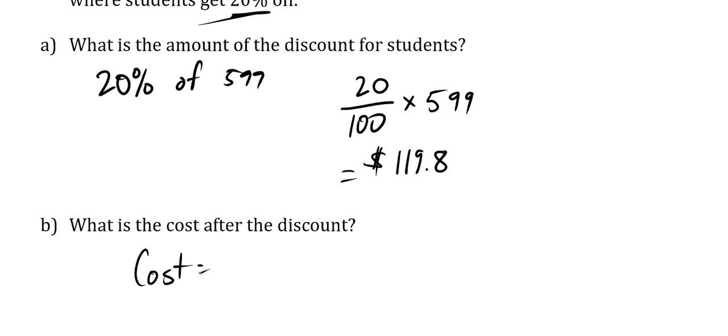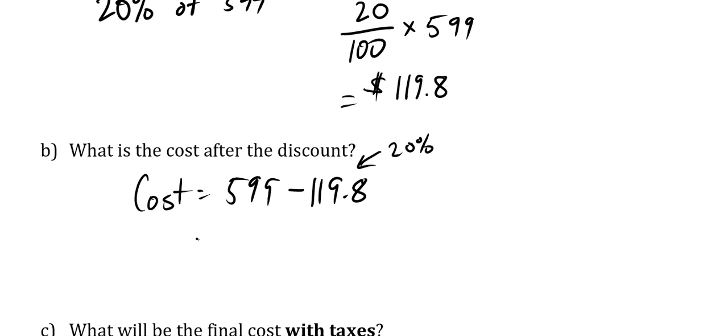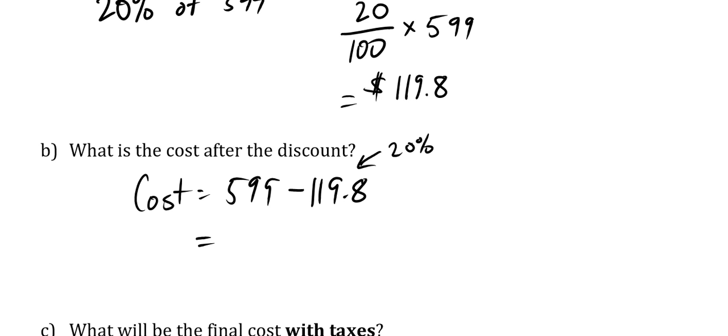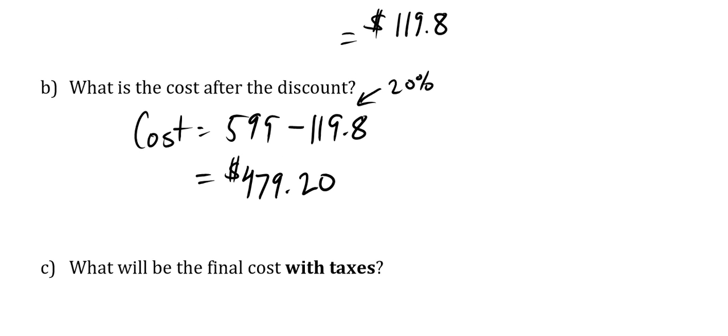Very good. So I'm just going to write this down, $5.99. I'm subtracting the amount that I don't pay. Make sure you understand why we do this. The original price was $5.99 for the laptop, but it's discounted 20%. So there's my 20%. So I subtract that from the original cost. $5.99 minus 119.8 is 479.2. That means like 20 cents, right? 0.20. What will be the final cost with taxes?